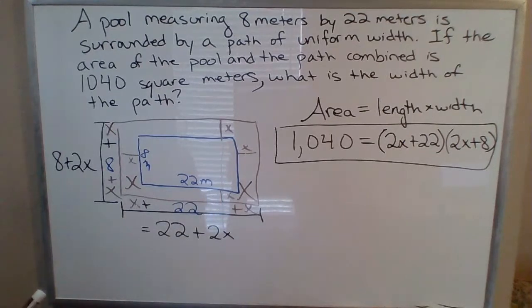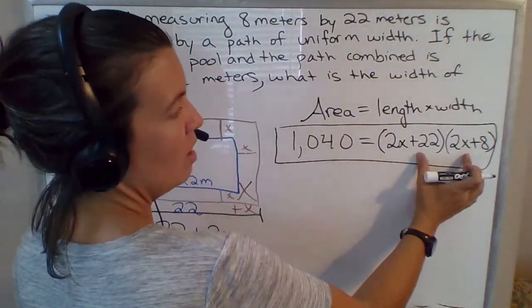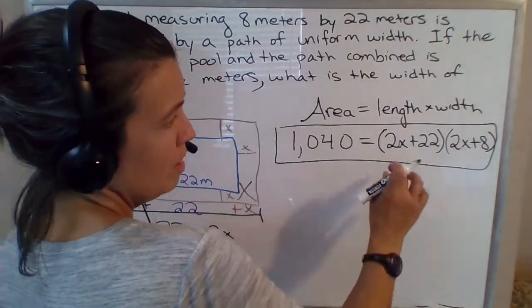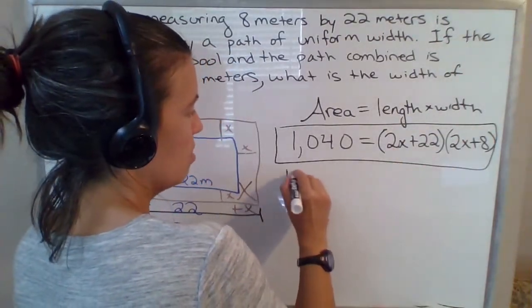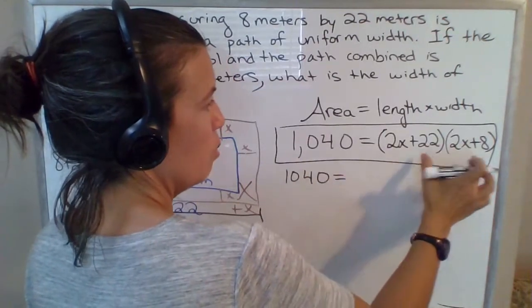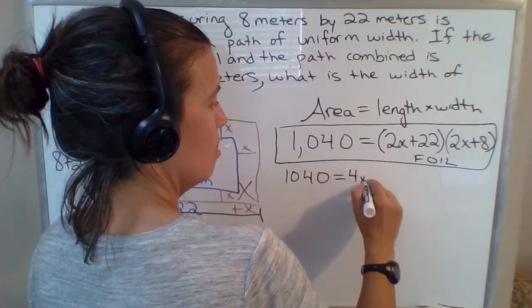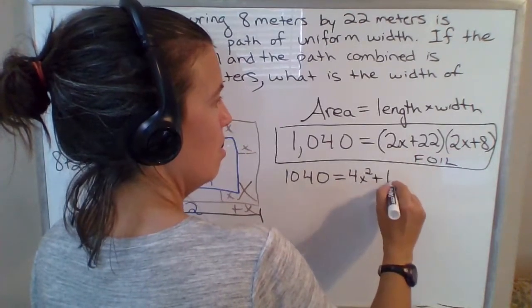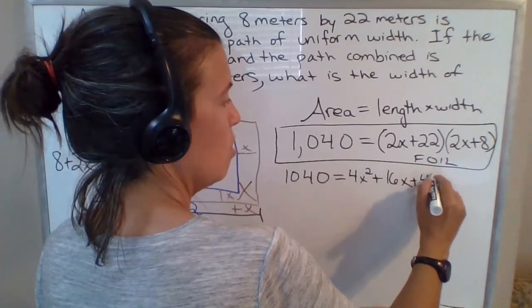Okay, but this is actually a MyMathLab question, and they do ask you to solve for x. So it's nice that this is factored, but if it's not equal to 0, that's not helpful to us at all. So actually, the first thing we need to do is multiply this out. This factorization, if it's not equal to 0, doesn't help us. So 1,040 equals, if you FOIL this out, you have 2x times 2x, so 4x squared. Outside will be 2x times 8, so 16x. Inside will be 22 times 2x, so that's 44x.